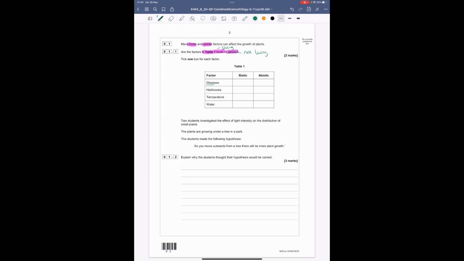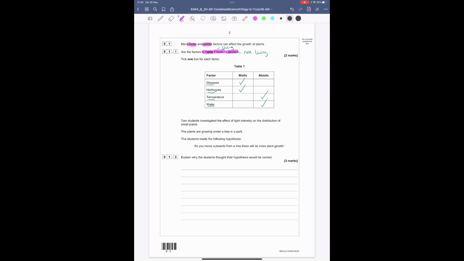Well, diseases are caused by pathogens, bacteria for instance, so we would say that is a biotic factor. Herbivores, animals that eat plants, well that would be biotic because they are living. Whereas temperature and water, these are not living features or organisms, so therefore it would be abiotic.